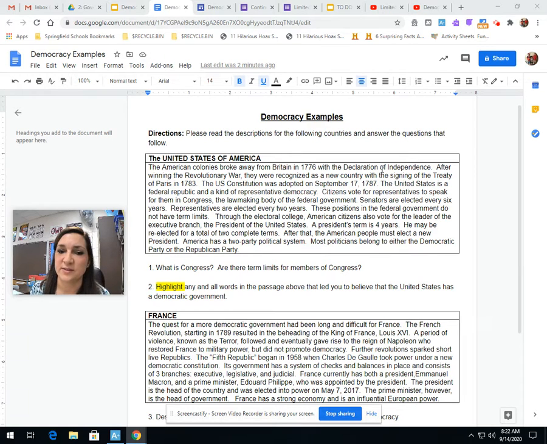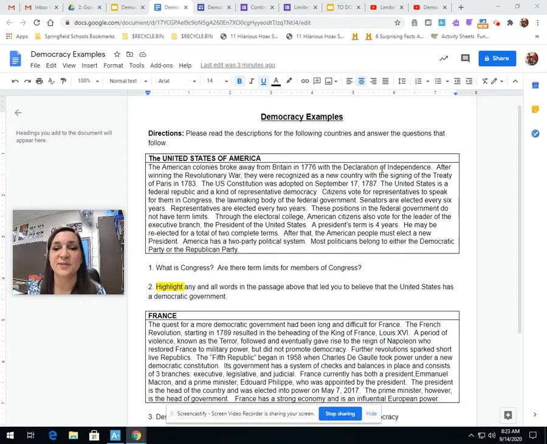So the first country is the United States of America. And the information in that section says, the American colonies broke away from Britain in 1776 with the Declaration of Independence. After winning the Revolutionary War, they were recognized as a new country with the signing of the Treaty of Paris in 1783. The U.S. Constitution was adopted on September 17, 1787. The United States is a federal republic and a kind of representative democracy. Citizens vote for representatives to speak for them in Congress, which is the lawmaking body of the federal government.